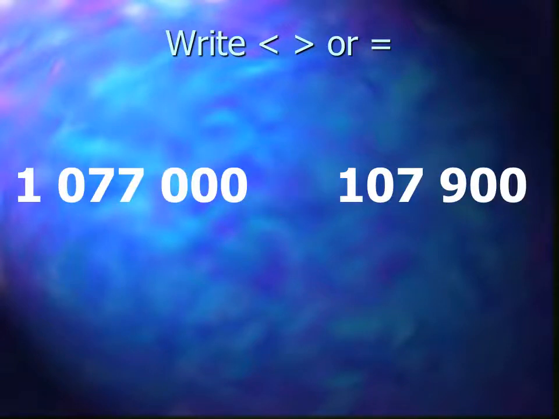Let's try it again. Please write less than, greater than, or equals to between these two numbers. Did you choose greater than? Very good. Because 1,077,000 is greater than 107,900.